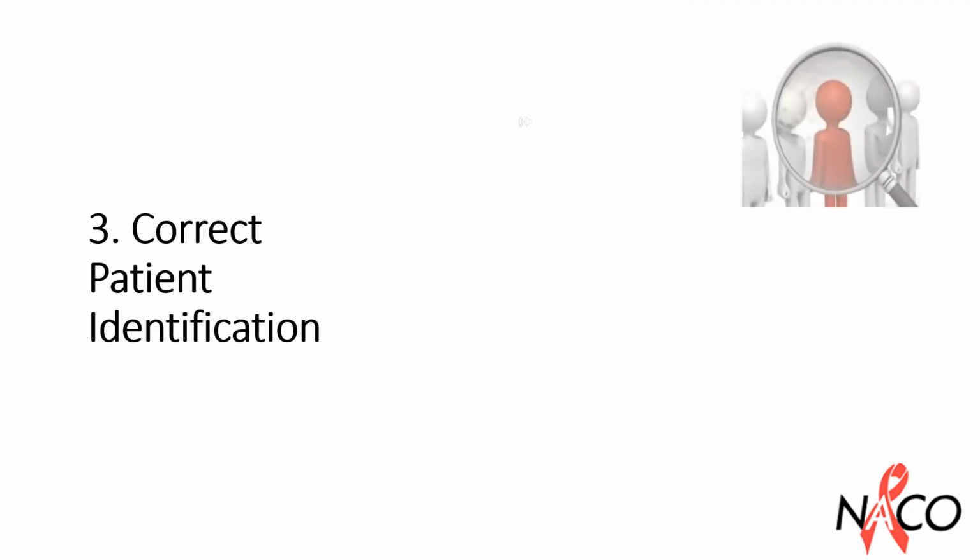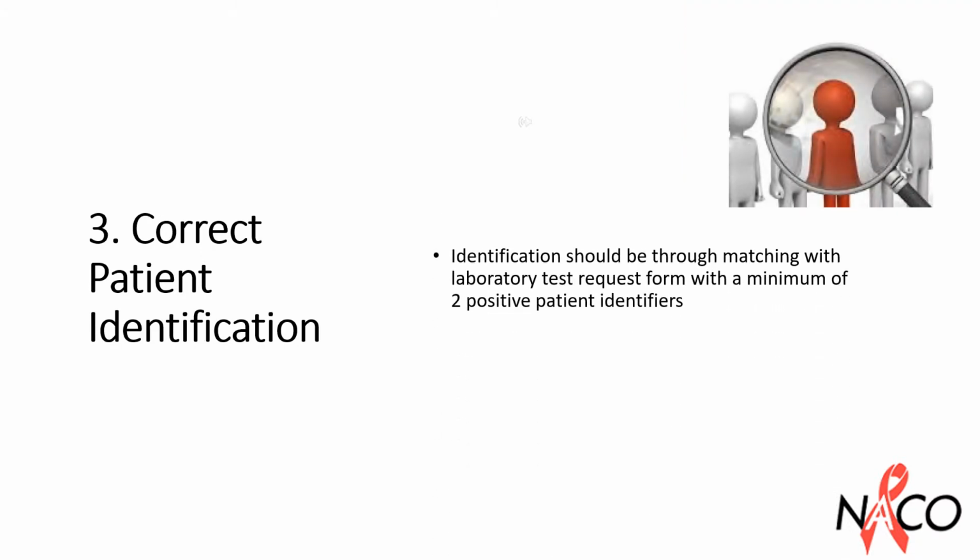Identification of the patient should be through matching with the laboratory test request form, also known as TRF, with a minimum of 2 patient identifiers which should be positive. After samples have been taken from a patient, a system of identification and tracking is essential to ensure that the sample is correctly matched with the result and with the patient or the donor.